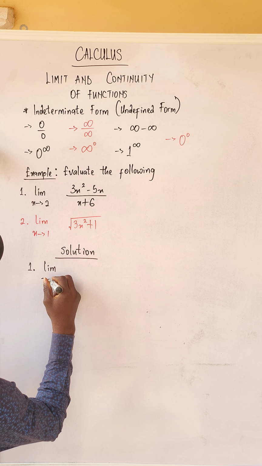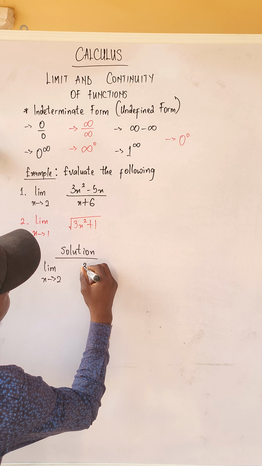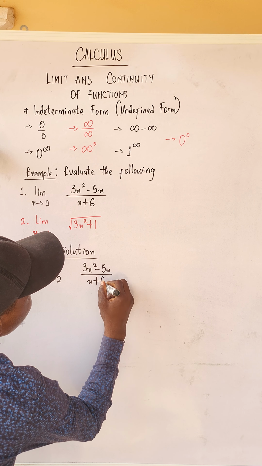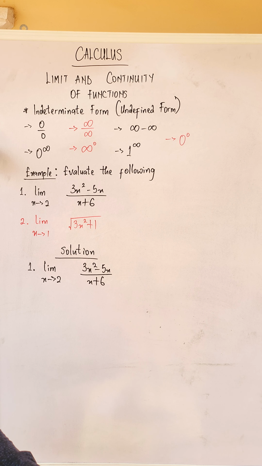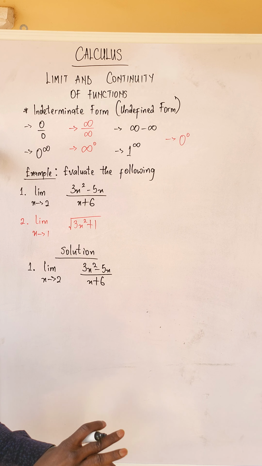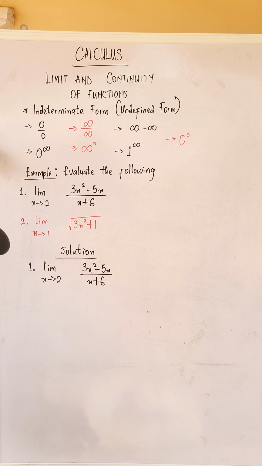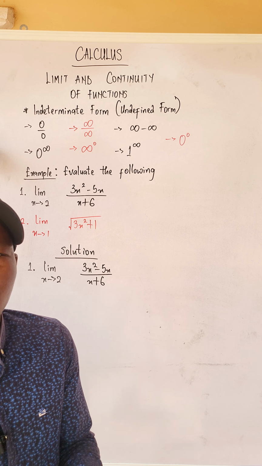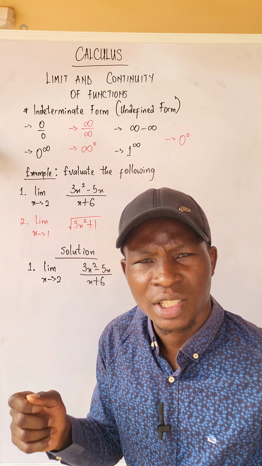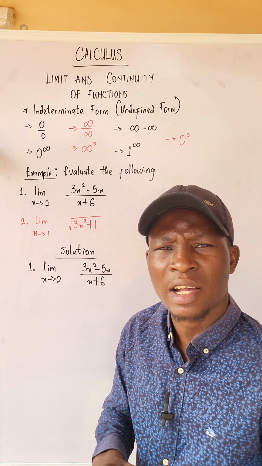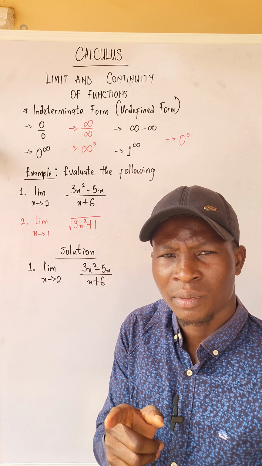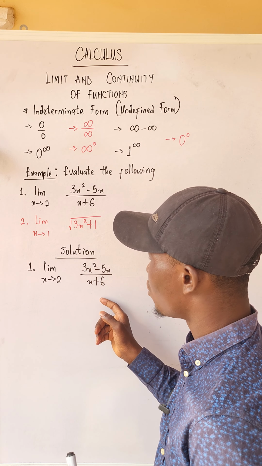Limit as x tends to 2 of 3x squared minus 5x over x plus 6. Now, don't forget, the first thing is to what? Insert your limit and check. Once it doesn't give you an indeterminate form, then you are good to go. Because our aim under limit, don't forget, take note of something. Our aim under limit is that your denominator must not be 0. Whenever you are solving any limit question, your denominator must not be 0. Put that at the back of your mind.